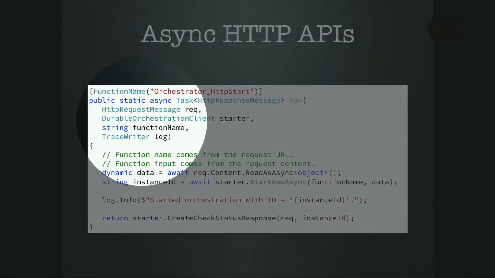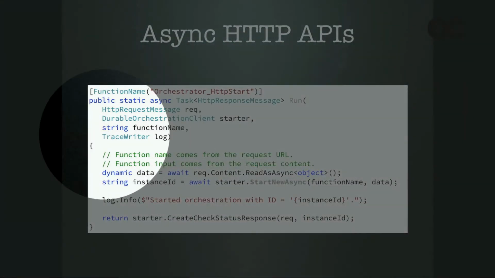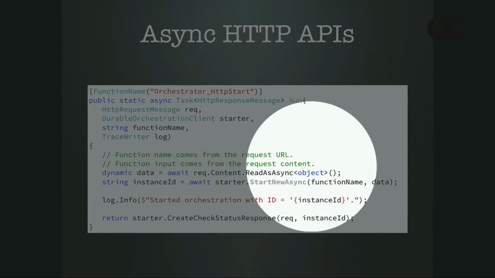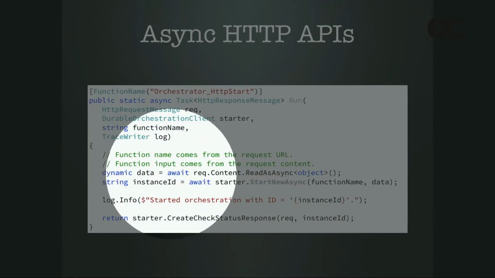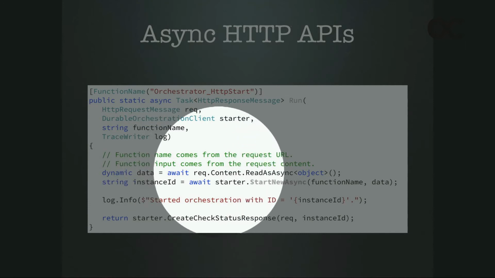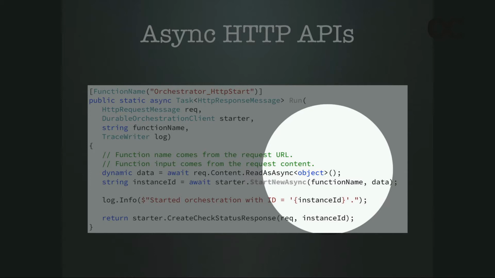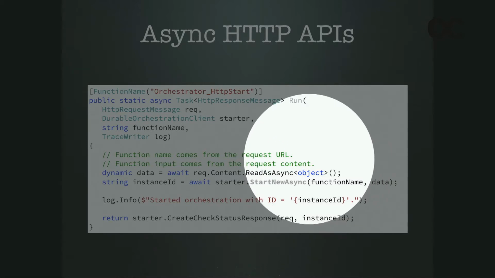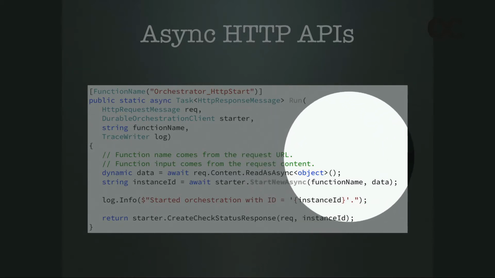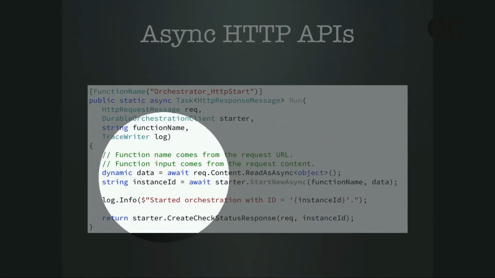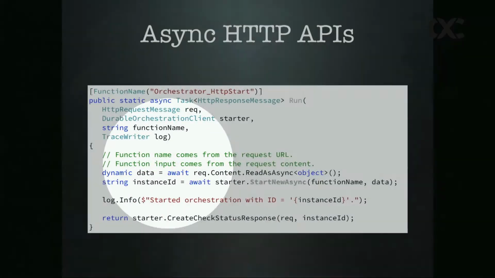And that's a universal starter, so I have a function name in there. It pulls out the function name and then starts my function, and then gets an instance from the engine, start new async, and you just type in the name of the function you want to call, and then it starts that orchestration. It should be an orchestration function, of course, and then you get an instance ID, and that instance ID you can work with.